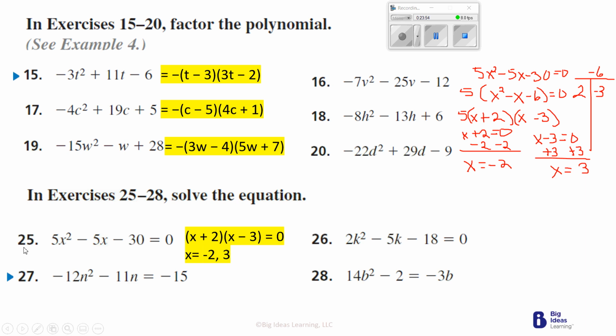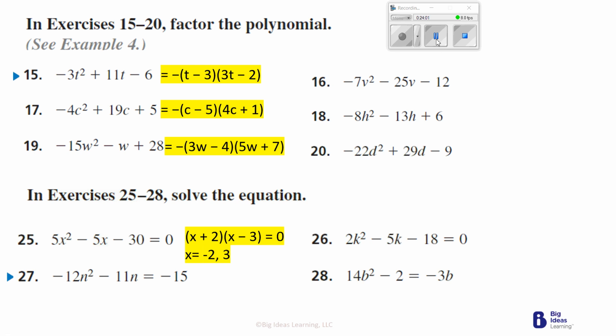I got one left, and that's number 27 here. Let's erase this word, and let's focus on number 27. My last one is negative 12n, let's see, minus 11n. Oh, sorry, that's 12n to the second power minus 11n equals negative 15. Well, we've seen this before. Not going to fall for it anymore.